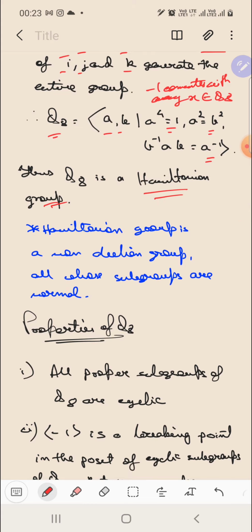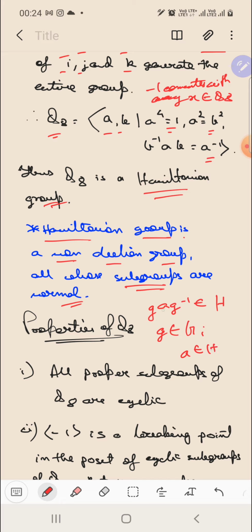What is a Hamiltonian group? A Hamiltonian group is a non-abelian group all of whose subgroups are normal. What is a normal subgroup? If g belongs to the group G, where H is a subgroup of G and a belongs to the subgroup H, and if g inverse a g belongs to H, then H is a normal subgroup of G. Clear? This is also called the conjugate element of a.